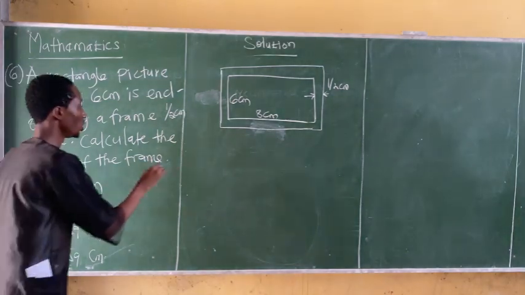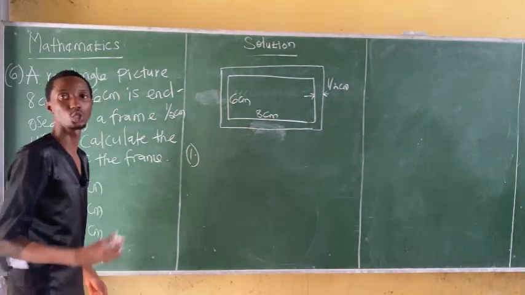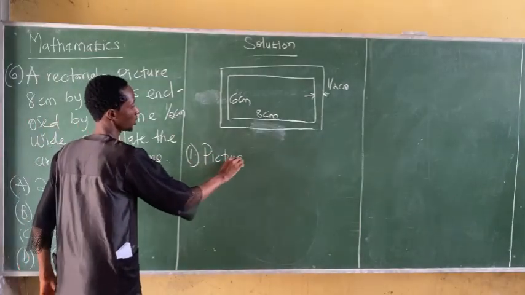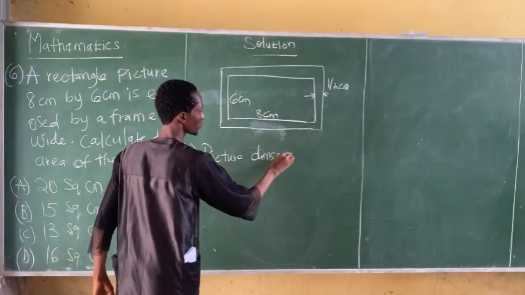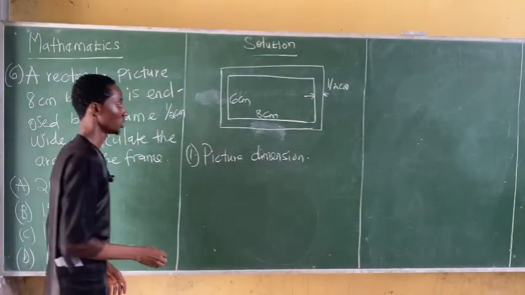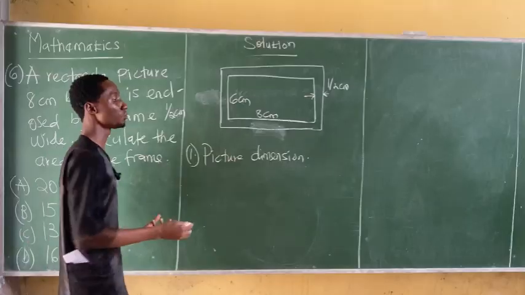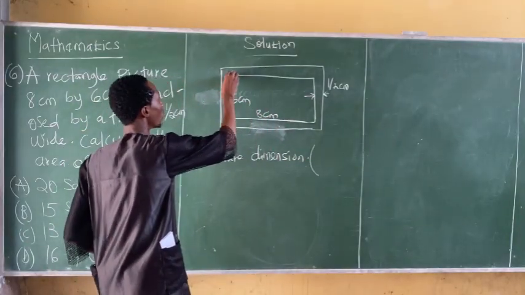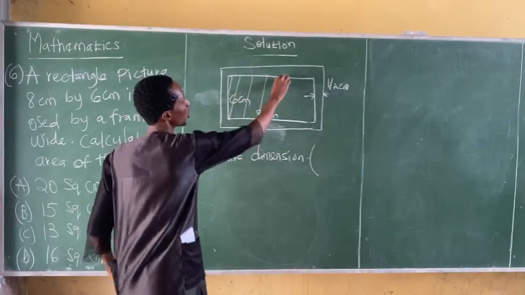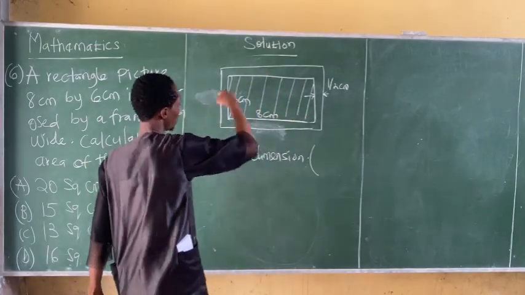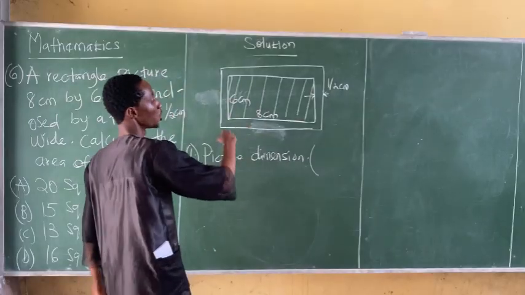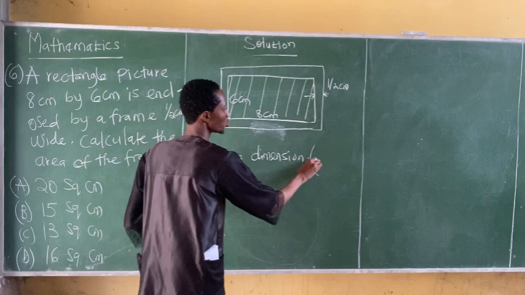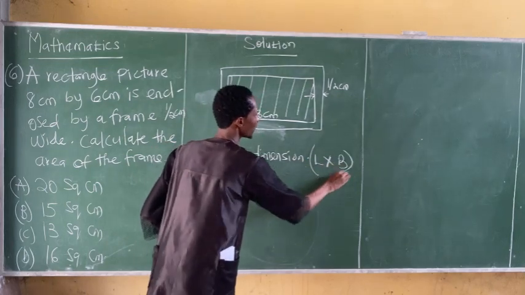The first step is to calculate the picture dimension. The picture dimension here simply talks about the area of the picture. Don't forget, this here is the picture, while this other one is the frame. So the area of this picture, don't forget, area of a rectangle is length times breadth.